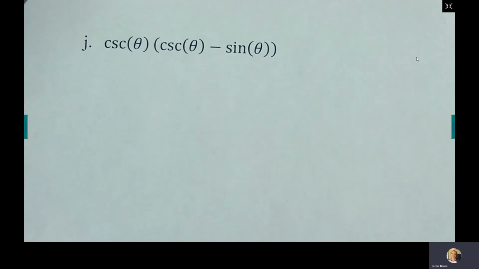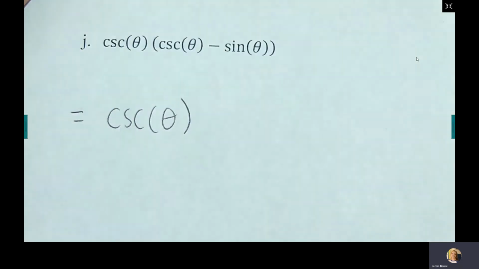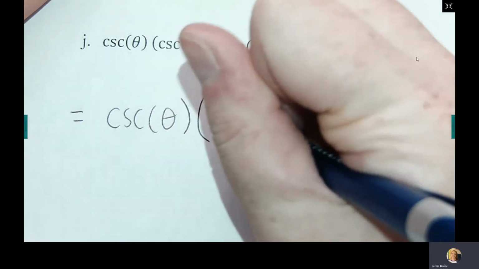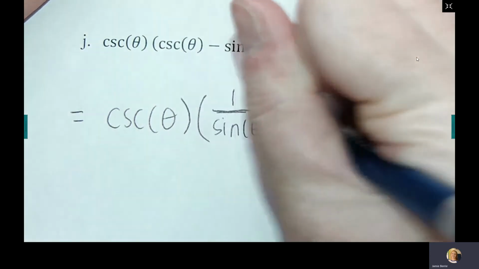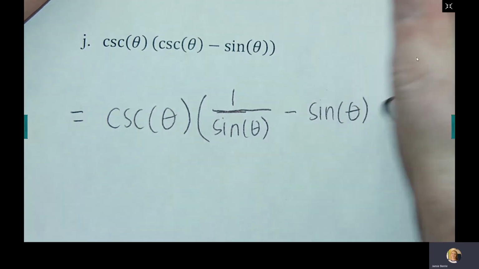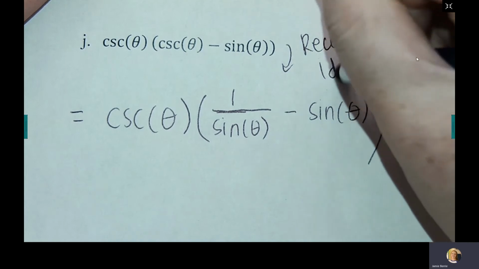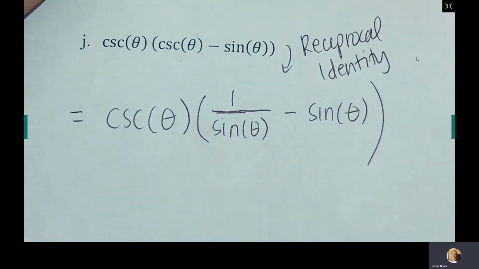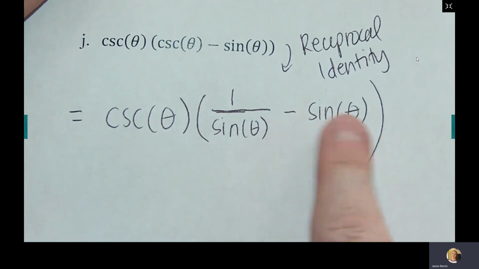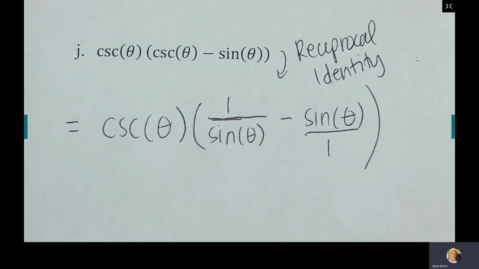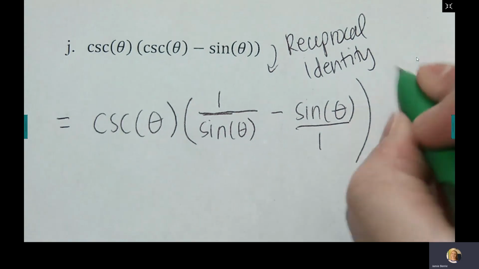Good. 1 over sine. All right, so leave this cosecant out front alone. Just drop it down. So cosecant theta out front. Inside, we're going to change that to 1 over sine theta minus sine of theta. I'm just going to write here that was a reciprocal identity. We have a fraction minus, we could make this into a fraction also, just put it over 1. So let's get a least common denominator in here and combine those.